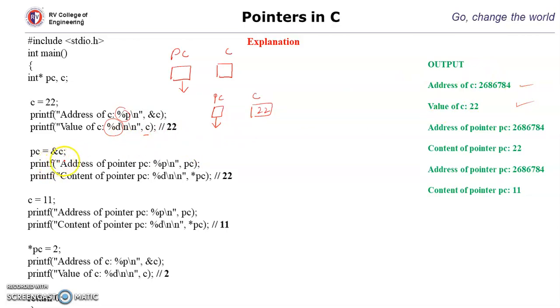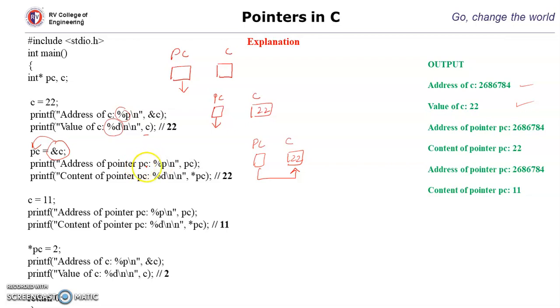Now next, pc = &c. We have a pointer variable pc, and we have another variable c, which has the value 22. So pc = &c means the address of variable c is assigned to the pointer variable pc. That means now pc is pointing to variable c.